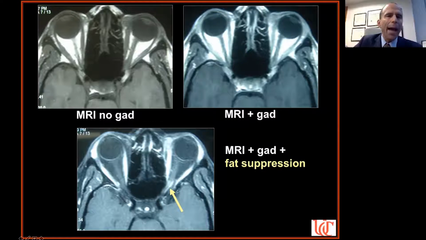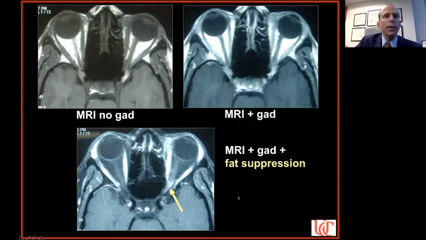In this axial MRI image, we've cut right through the nerve, and this is another optic nerve sheath meningioma. The meningioma wraps around the nerve. We're cutting right through the nerve, and so all we're seeing is the enhancement on either side of the nerve from this nerve sheath meningioma.